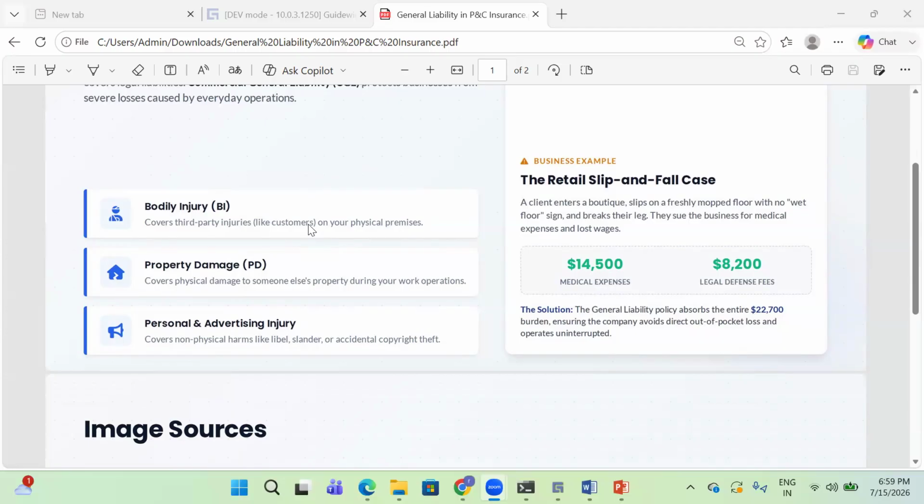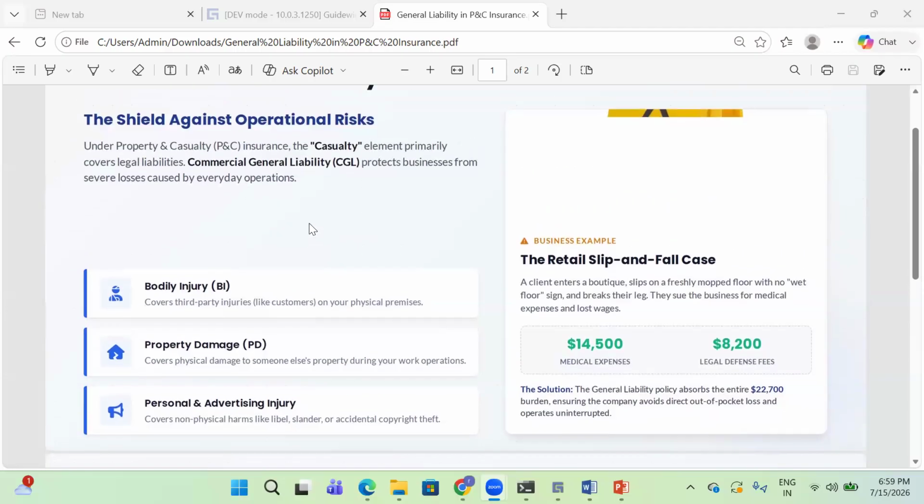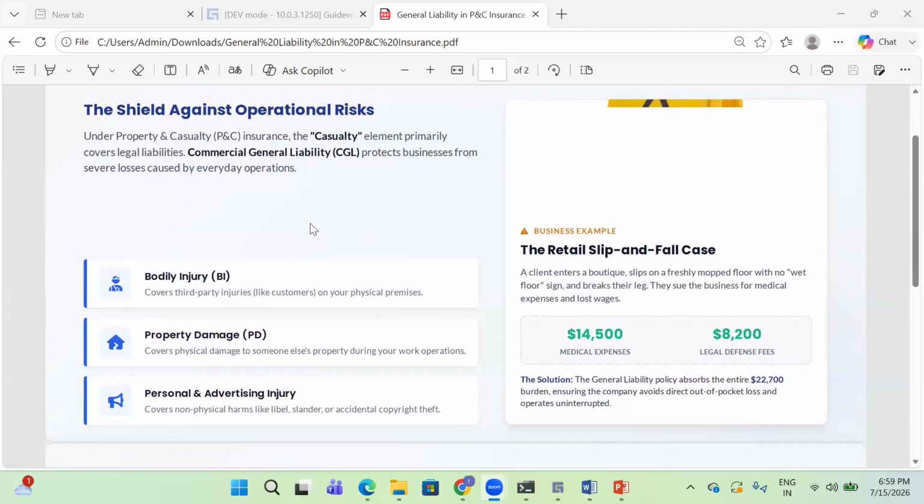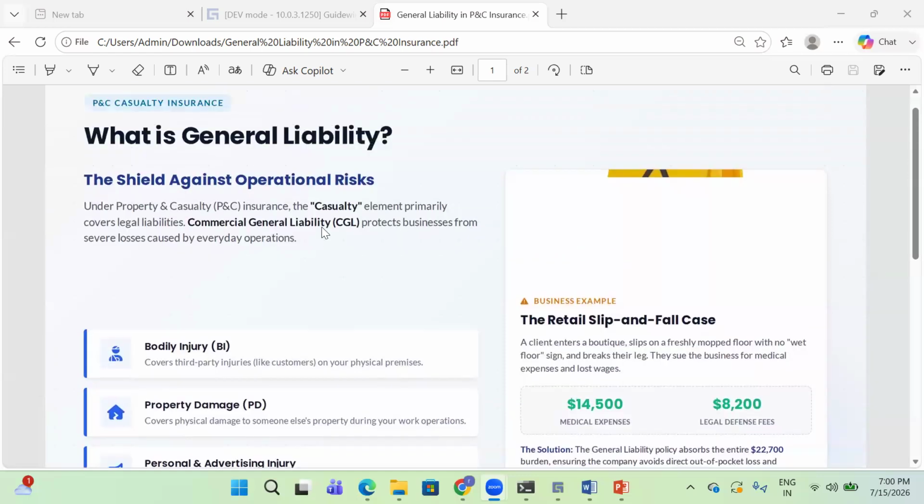So as far as general liability is concerned, the policy absorbs the entire cost, the medical expenses and legal defense fees, so that the company avoids any direct out-of-pocket loss and operates uninterrupted. So this is what we basically call general liability in P&C insurance.